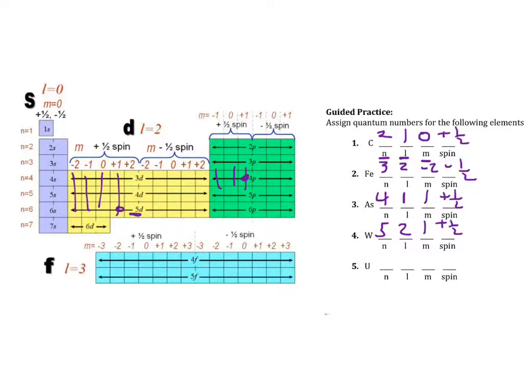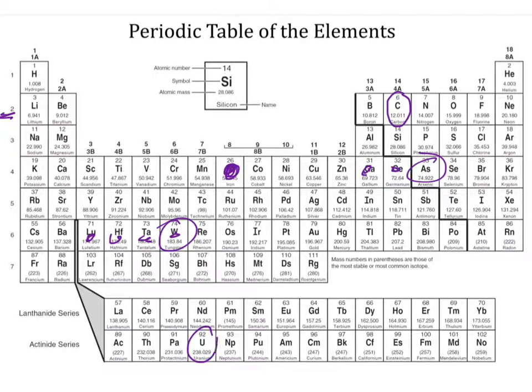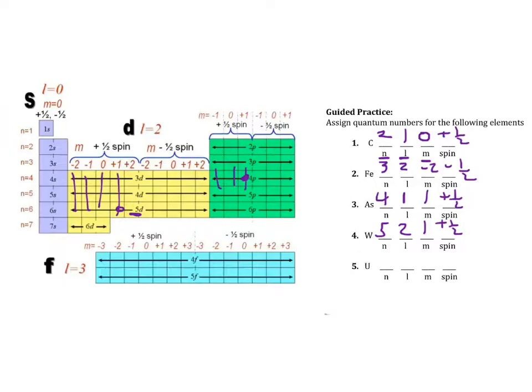And then the last one is uranium, which is right here. Now notice how this is 5f. So N is 5. It's in the F block. It's -3, -2, -1, 0. And it's a positive 1/2.